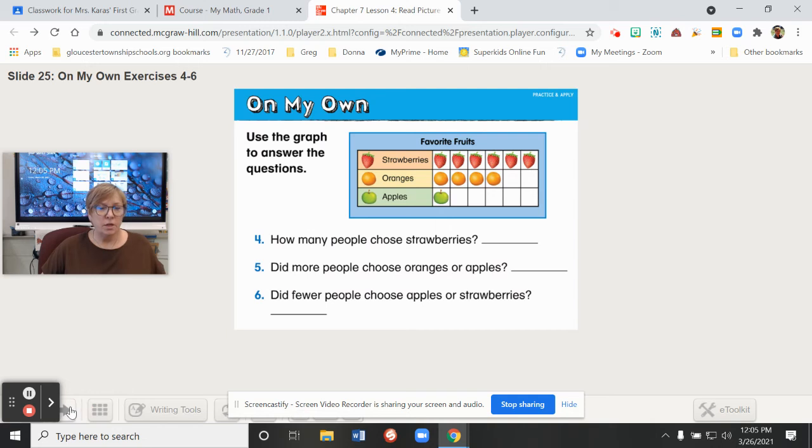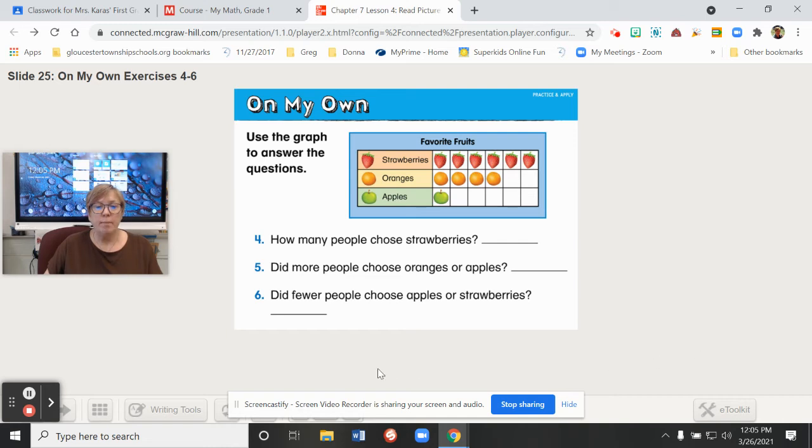Okay, on my own, you once again are going to use this graph to answer questions number 4 through 9. Okay, and this is favorite fruit. Perfect for the time of year, spring coming. So you have choices of strawberries, orange, or apples. Once again, I am going to read the questions. You can pause and answer. And then at the end, I will show your responses. Okay, or the correct responses.